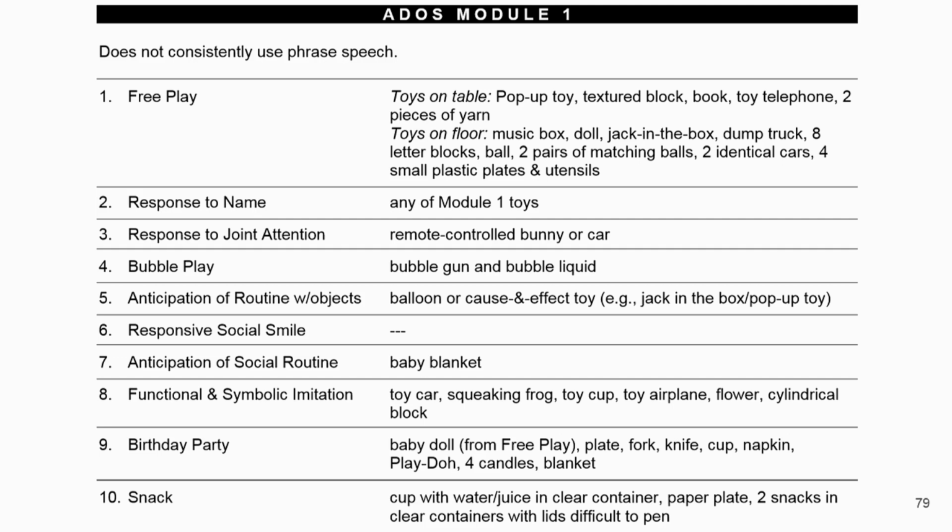Responsive social smile. Are they smiling at you when you smile at them? Anticipation of a routine. Get the child interested in something and stop and see how they react. Functional and symbolic imitation. Can a child imitate play? Roll a car. Can the child roll a car? Fly a plane. Can the child fly a plane? Pretend to use something that it isn't. So in the ADOS, you use a block and have the block be a car or be a plane. So these are all things that you can practice doing in your office setting.